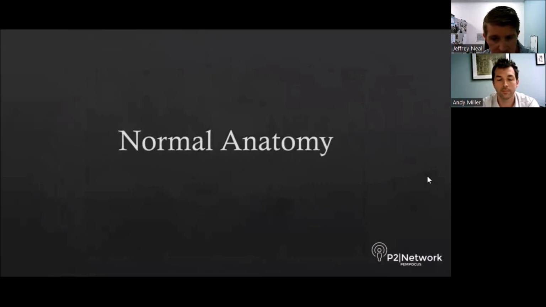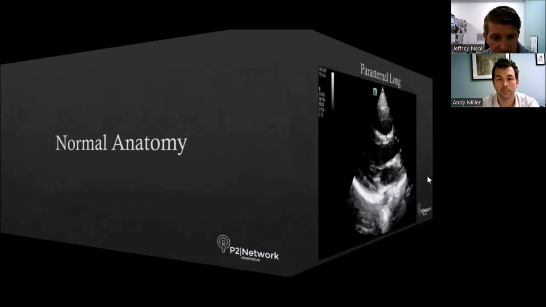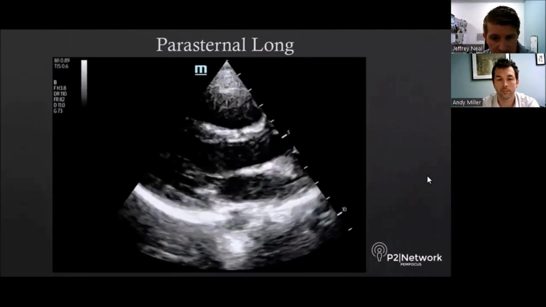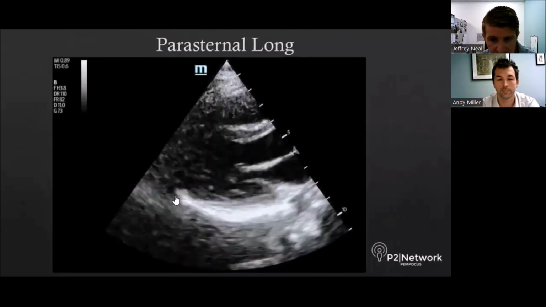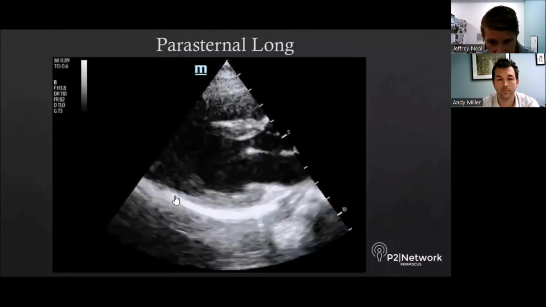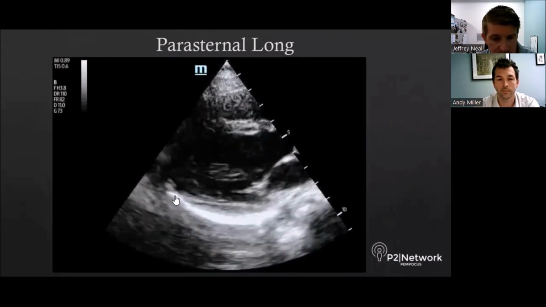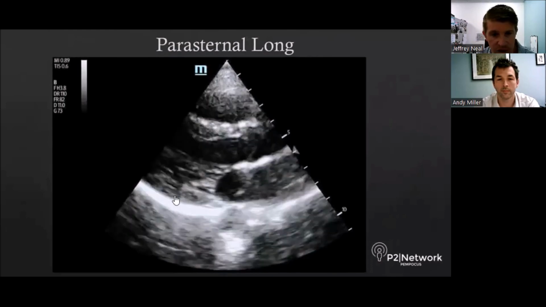We will now review some clips of normal anatomy, focusing on the views that might be helpful for evaluation in children with cardiac tamponade. The structures you want to focus on for the peristernal long views include the right side of the heart, where you have the right ventricular outflow tract, and the mitral valve, as well as these structures can be helpful in evaluating for right-sided diastolic collapse.